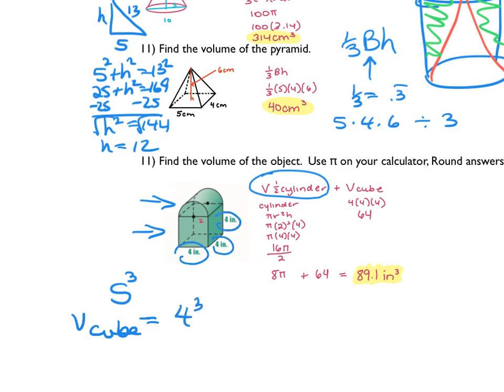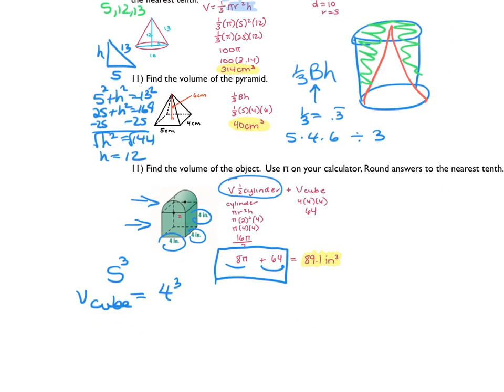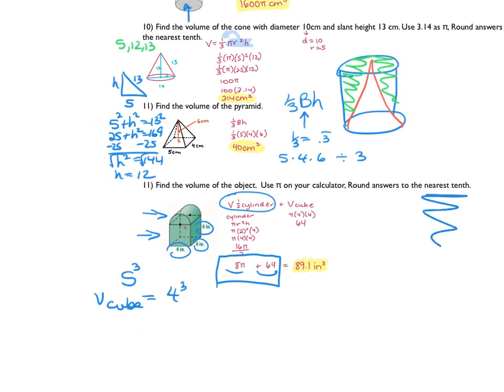And then now what we would do is add them together. If it said to leave it in terms of pi, this would be our answer. However, notice the question said to round your answer to the nearest 10th place. So we would actually multiply 8 times pi, get that answer, and then add it to 64. And that ends up giving us 89.1 inches cubed.